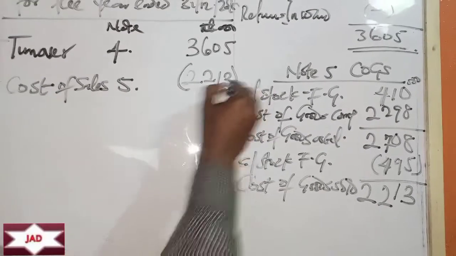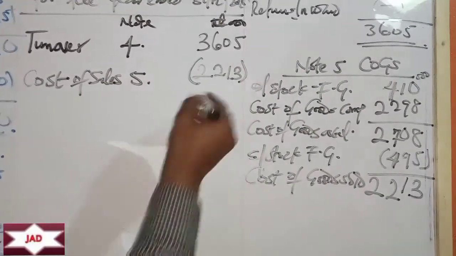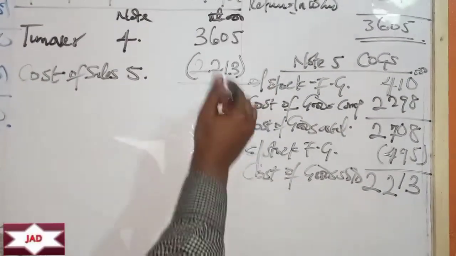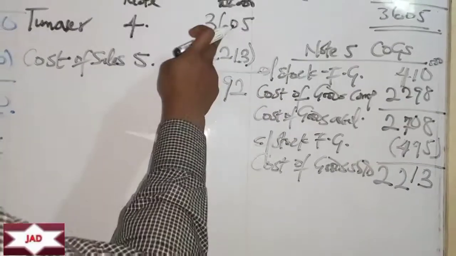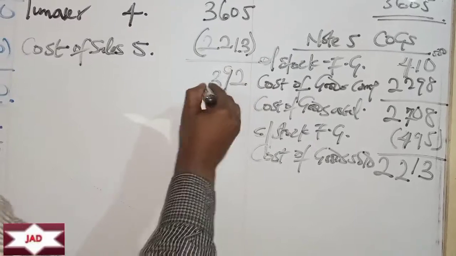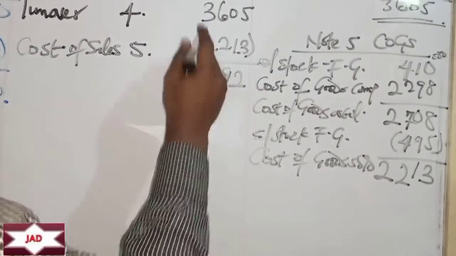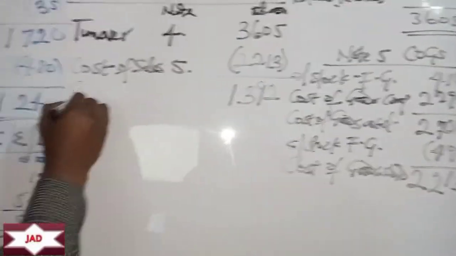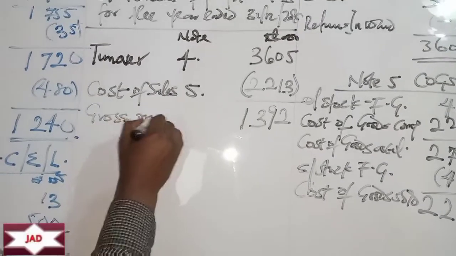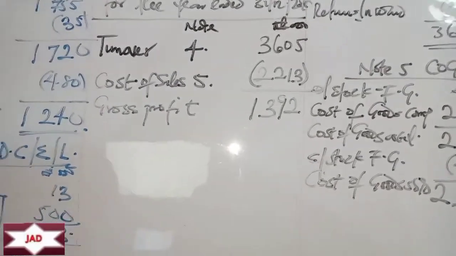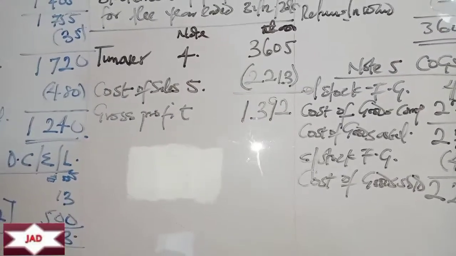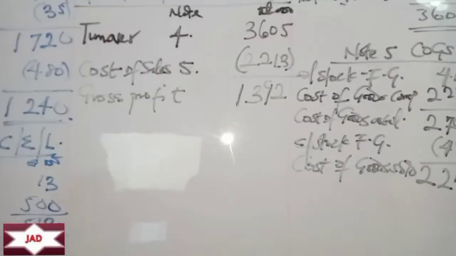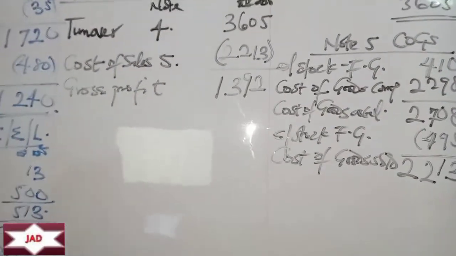So we have 2213. You deduct, so you can get your gross profit or loss. So here 5 minus 3 is 2. 10 minus 1, 9. 5 minus 2, 3. 3 minus 2 rather, 1. So this is your gross profit. Okay, if the cost of sales is more than the turnover, it's gross loss. Okay, so you now check, is there any other income?